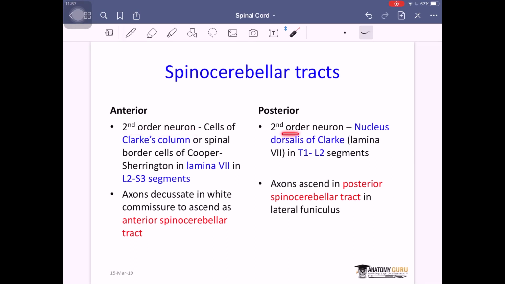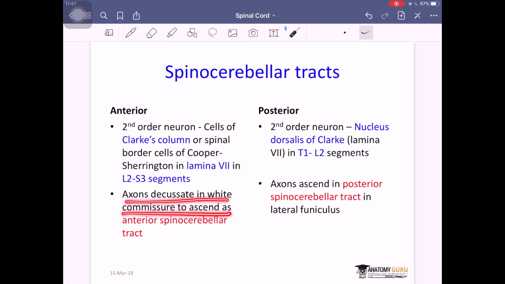So now you can see, we will continue the second order neuron. On both sides, we said it is going to the Clarke's column, which is lamina number 7. And here it is in case of T1 to L2 for your lower trunk and the lower extremity, whereas for only the lower extremity, it is lamina 7 as it is, but the segments are different, L2 to S3.